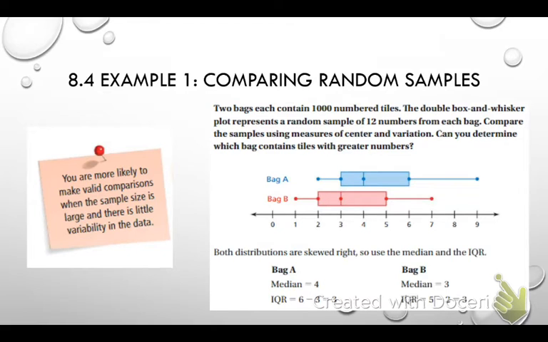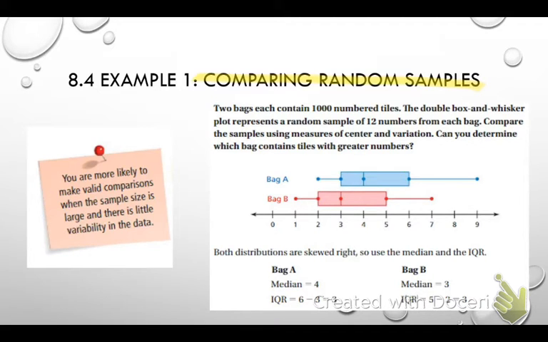Two examples in 8.4. We don't have to calculate median and IQR. The only thing 8.4 is doing now is taking us a step further, and it wants us to make comparisons based on the data that we're given. Example 1 looks like it has a lot going on, but literally all I'm doing is comparing samples.